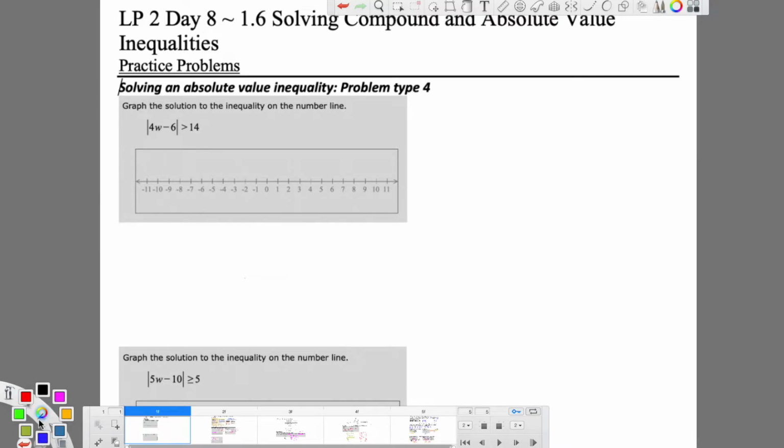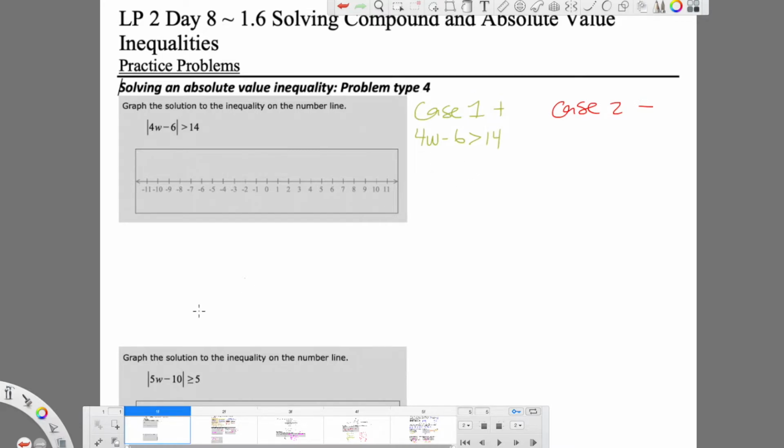We have two cases whenever we see absolute value. Those two little lines let us know. So I'm going to have case number one, my positive case, and case two, my negative case. For case number one, all I'm going to do is take that inequality and drop the absolute value signs. So that's exactly what I'm going to have there: 4w minus 6 is greater than 14. And I'm going to solve this.